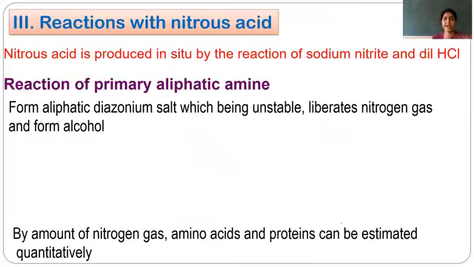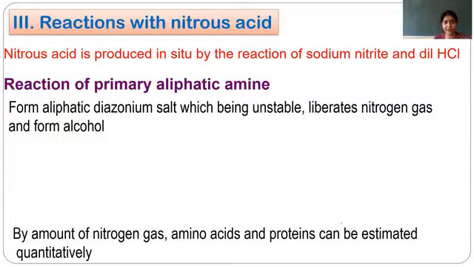Third reaction is the reaction with nitrous acid. The formula of nitrous acid is HNO2. But for the reaction of amines with nitrous acid, we are not directly taking nitrous acid. In actual, we are conducting the reaction of amines with sodium nitrite and dilute HCl. By this reaction, nitrous acid is produced during the reaction, and this is known as the in situ production of nitrous acid.